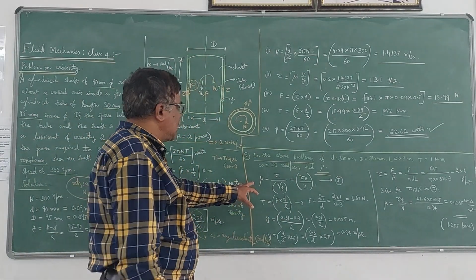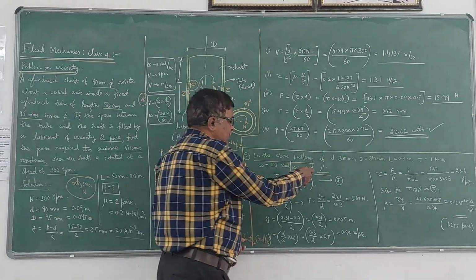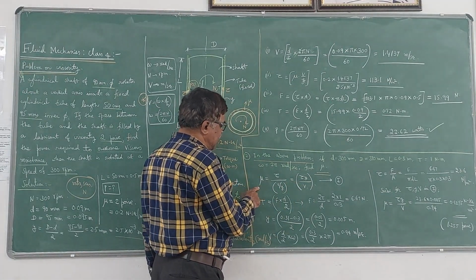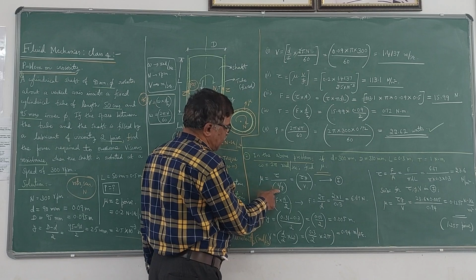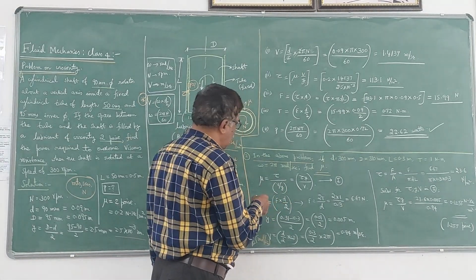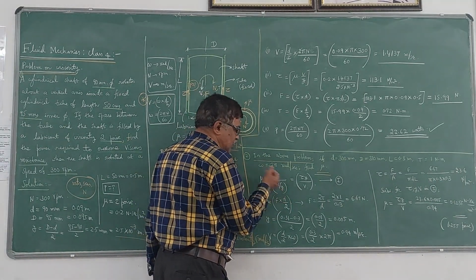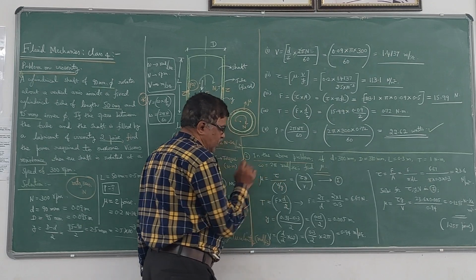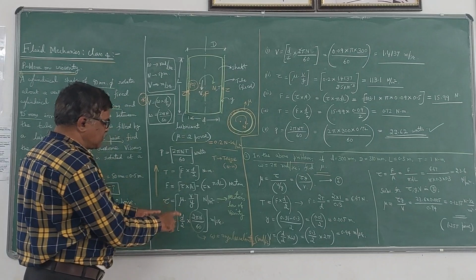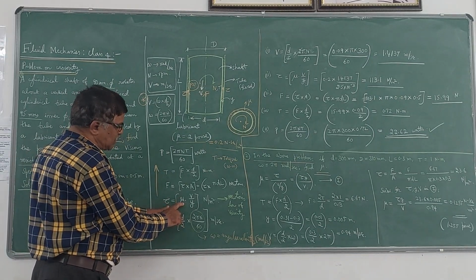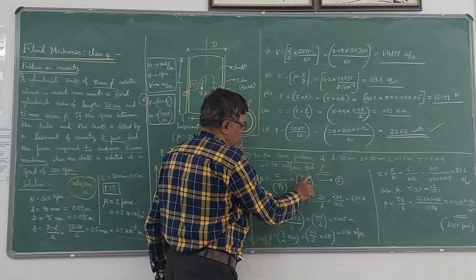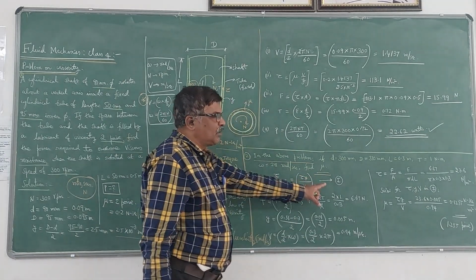Now here, since mu is unknown, what is the formula to find out mu? As per Newton's law of viscosity, tau is equal to mu into V by Y, or dV by dy. So here mu is unknown, therefore mu is equal to tau divided by V by Y. So that is the formula. Since mu is unknown, it becomes tau into y divided by v. So this is the formula I have to use.